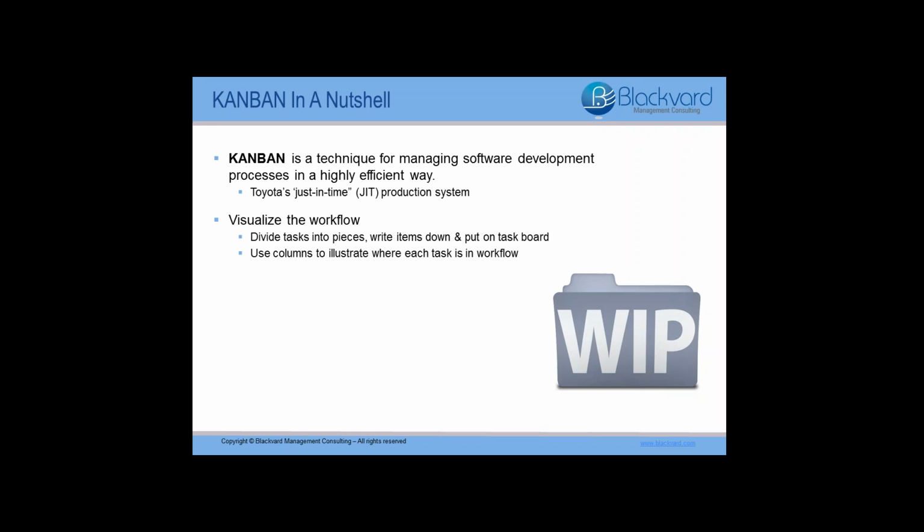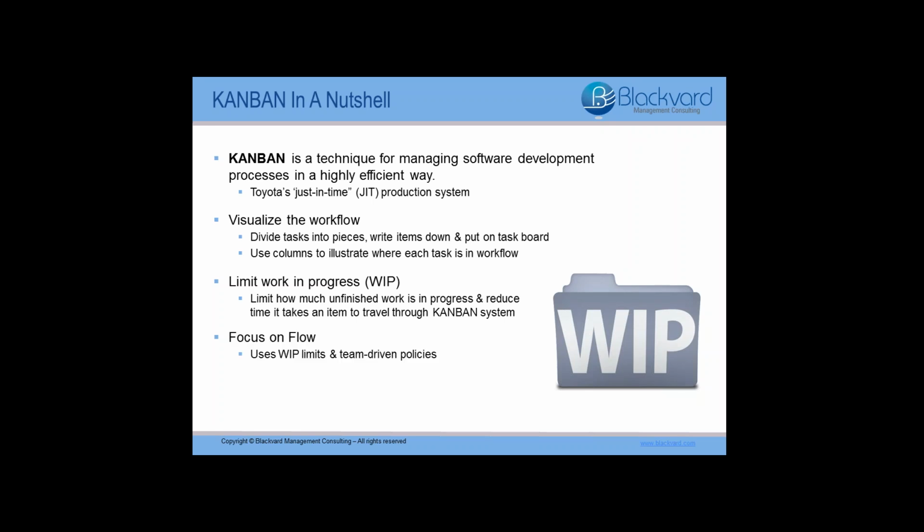communication and collaboration. The next principle is limit work in progress, otherwise known as WIP. This means you want to limit how much unfinished work in progress there is and reduce the time it takes an item to travel through the Kanban development system. Problems caused by actions such as task switching and the need to constantly reprioritize items can be reduced by limiting the work in progress. It's also very important to assign explicit limits to how many items may be in progress at each workflow state.